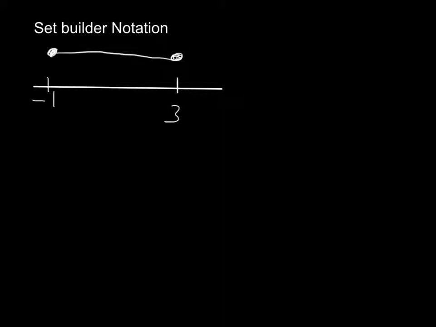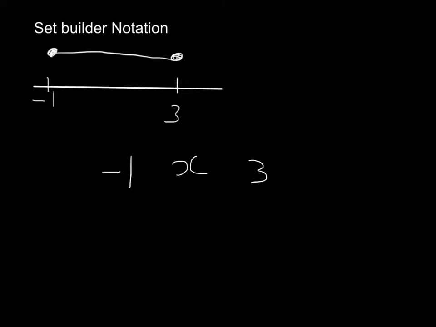So if we are to write that in set builder notation, the first thing we need to know is what our values are. We need a start value and an end value. So our start value will be at minus 1 and our end value will be at 3. We know that because of this line and these dots, it tells us that our set of numbers lies between these two endpoints. So x must be between them.